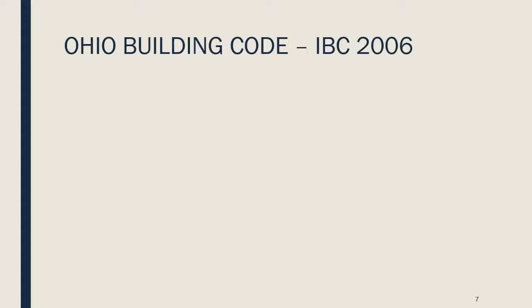Well, looking at the Ohio Building Code based on the International Building Code of 2006, we see that stairways require a minimum clearance of 80 inches, or roughly 6 feet 8 inches. Well, we have just seen that the clearance is 7 feet. So the stairway would meet this part of the code.